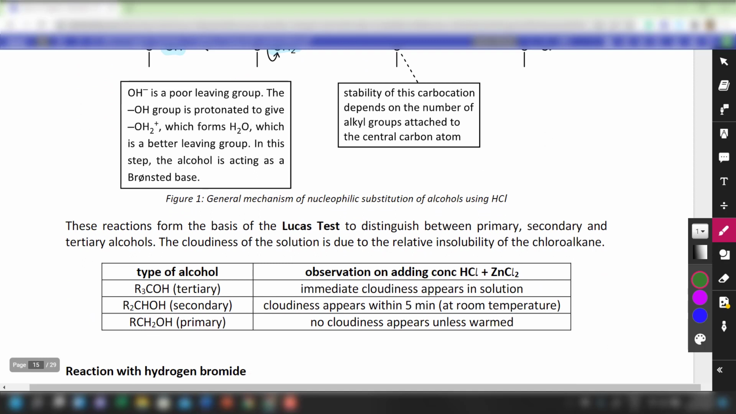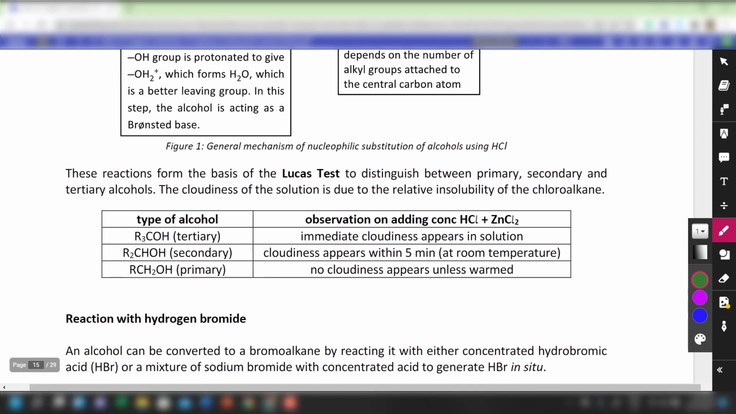Okay, so this particular reaction has a legacy name. It's known as the Lucas test. It's used to distinguish between primary, secondary, and tertiary alcohols. Basically the reagents and conditions are concentrated HCl and zinc chloride. For tertiary, cloudiness appears immediately. For secondary, within 5 minutes at room temperature. And then primary, no cloudiness unless you warm it.